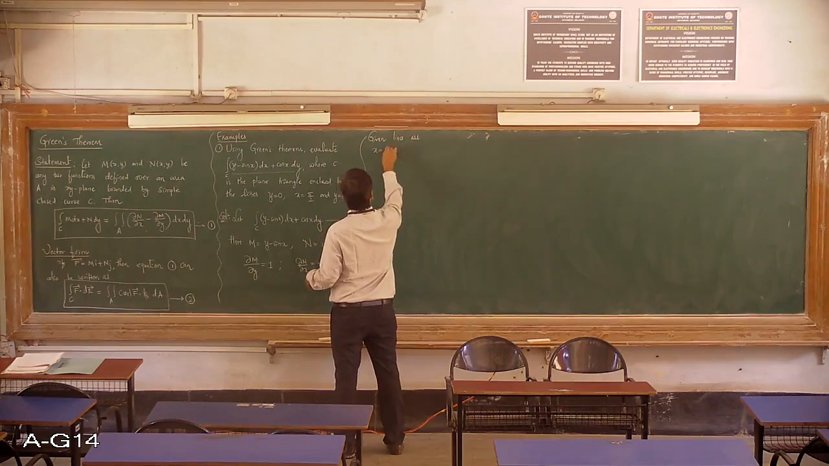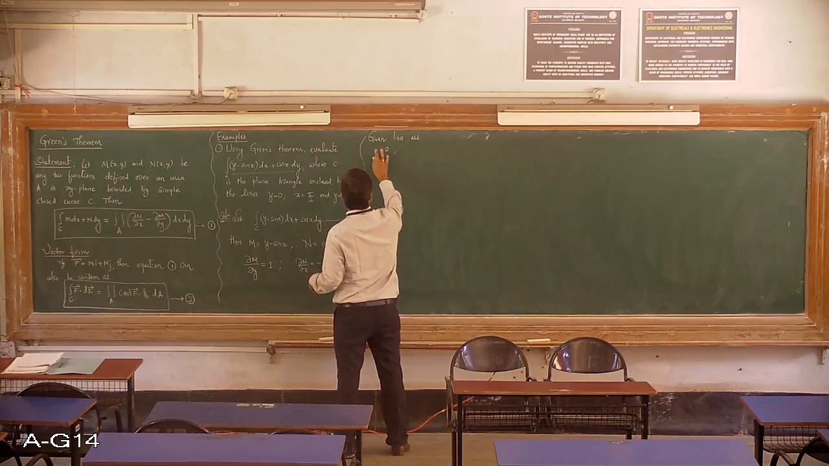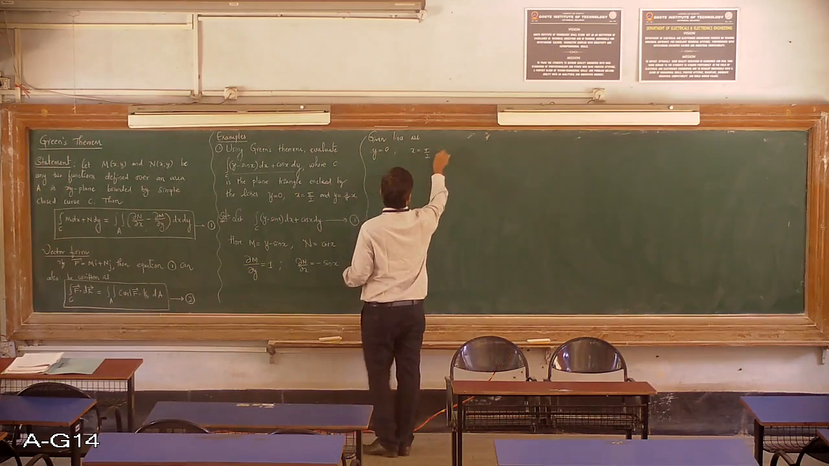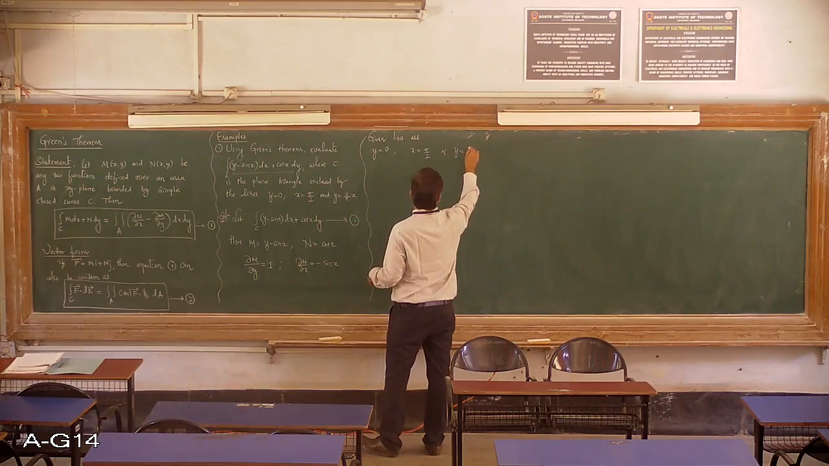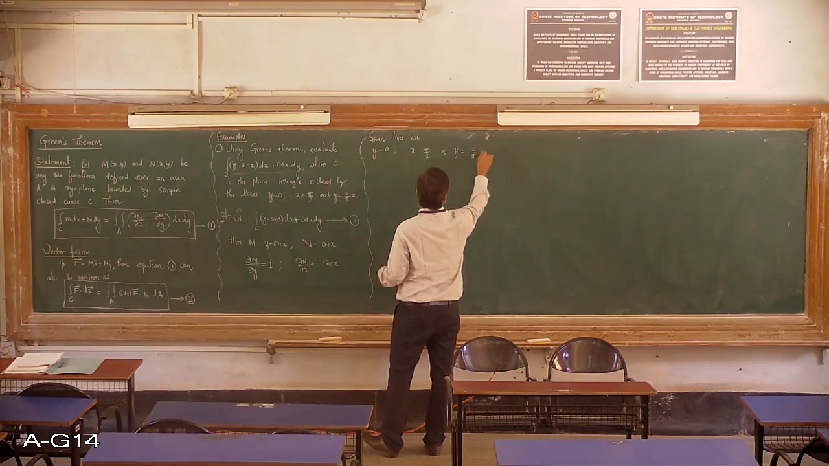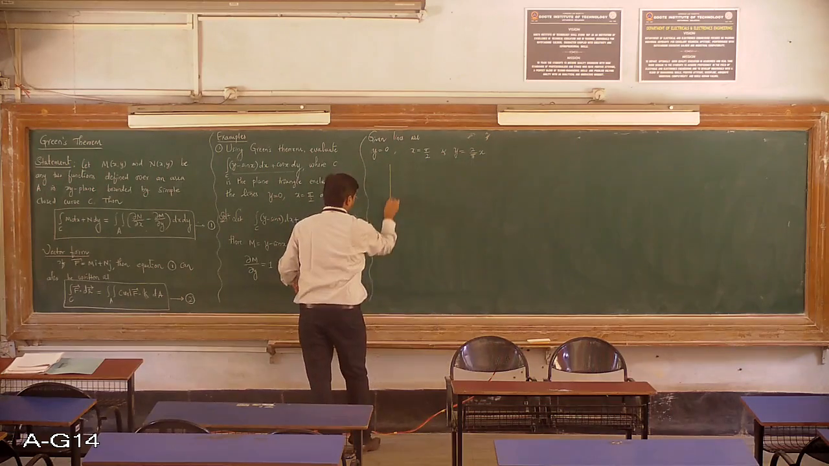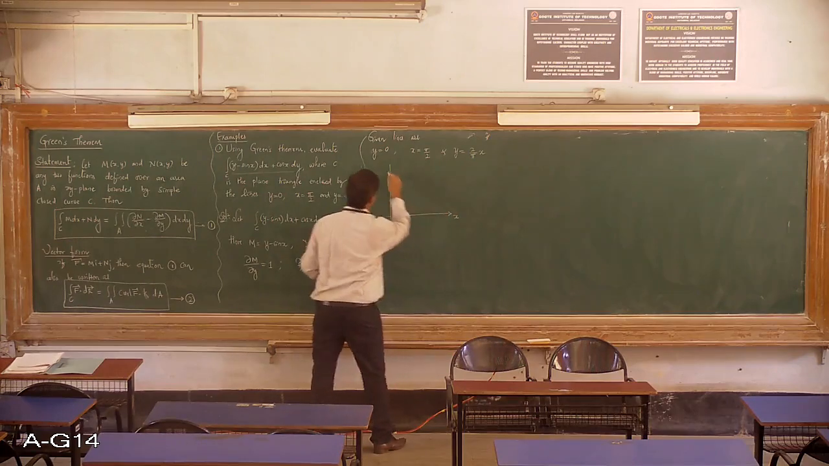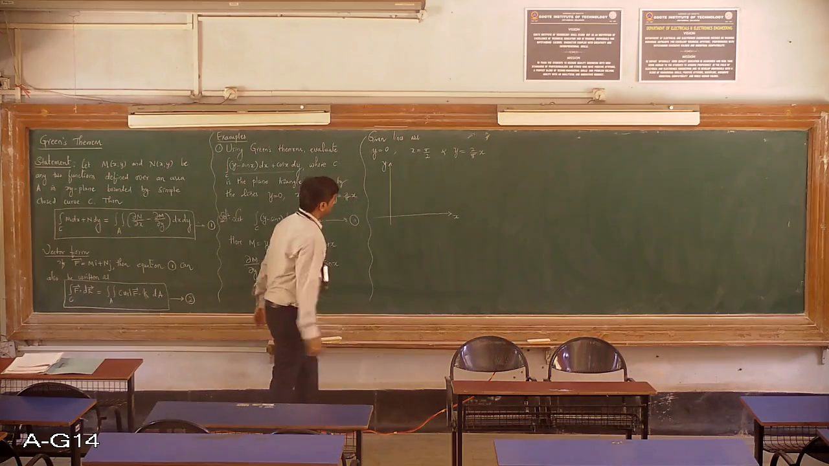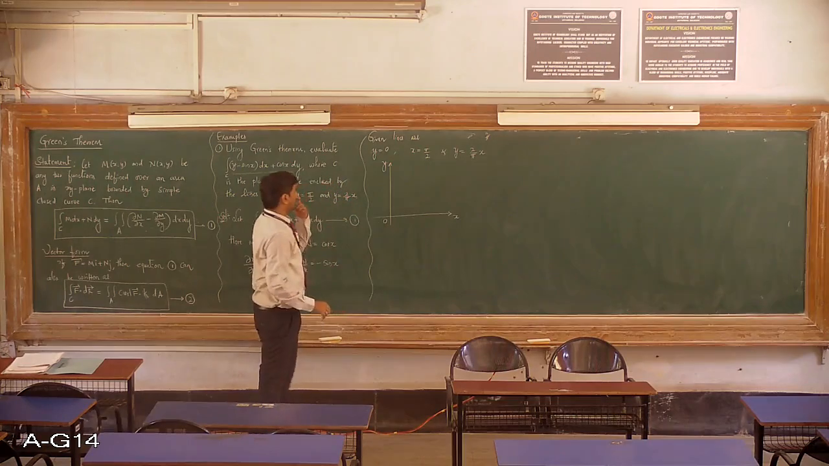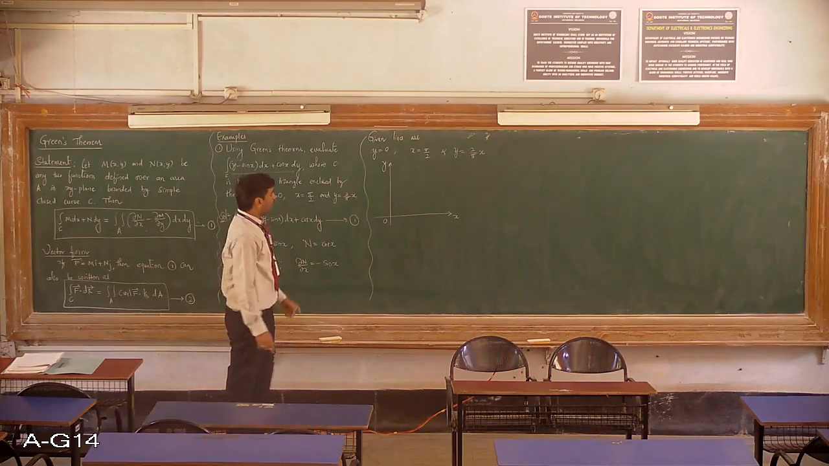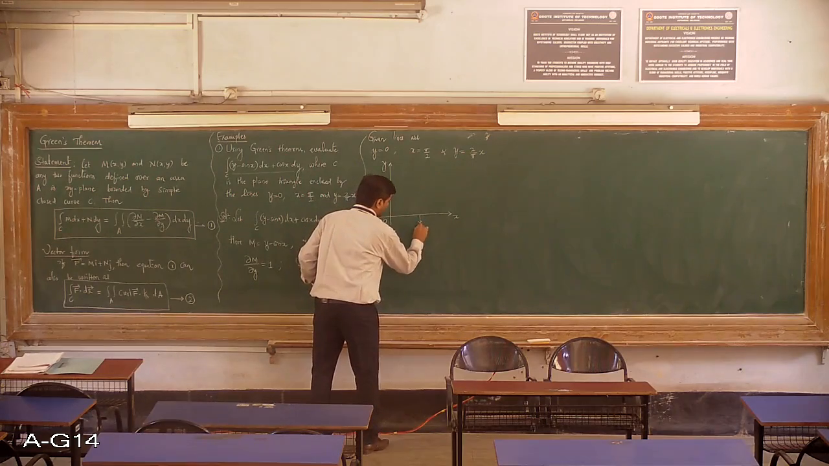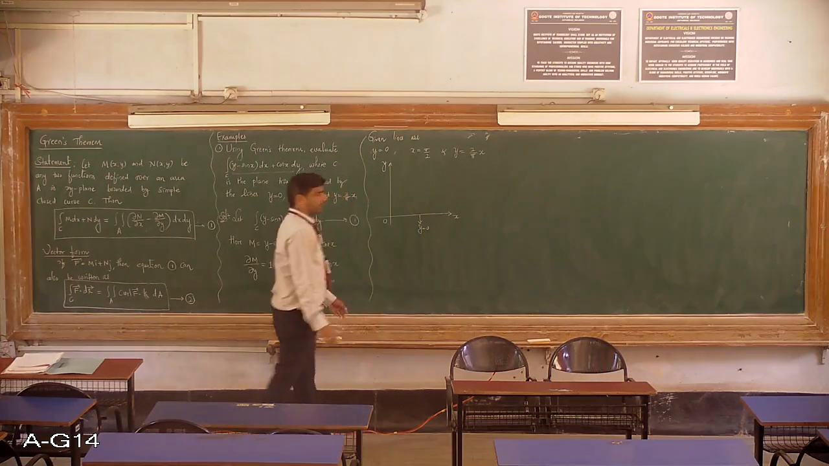sorry, y equals 0, x equals pi by 2 and y equals 2 by pi into x. So just you draw them. Yes, this is the x-axis, this is the y-axis, and this is the origin O. So y equals 0. Y equals 0 means which curve? That is the x-axis. So this is y equals 0.